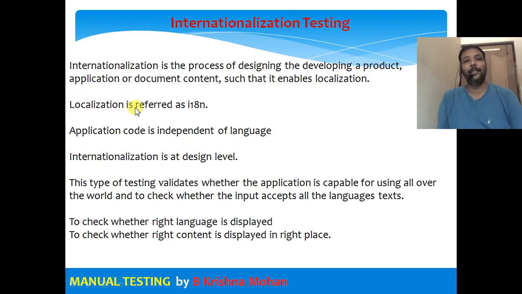Internationalization is referred to as I18N. In internationalization, the I is the first letter, then the rest of the letters are counted 1, 2, 3, 4, 5, 6, 7, 8, 9, 10, up to 18, and then N. So it is known as I18N, like localization is L10N. Application code is independent of the language. That is very important.